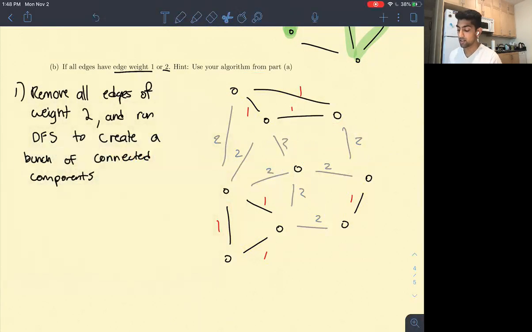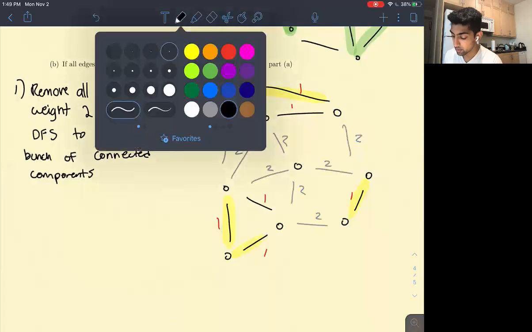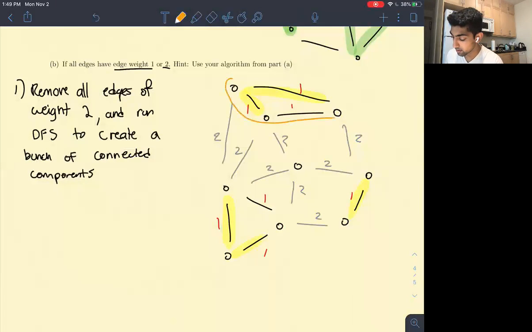Okay, so now assuming these edges of weight 2 just don't exist, let's run DFS and create a bunch of these mini connected components, right? We can run DFS on a graph that isn't fully connected. What we will get is a bunch of these mini connected components. So what that means is we'll get this, this, and this. Okay, so now after running DFS, notice that we have 4 connected components: 1, 2, 3, and 4.